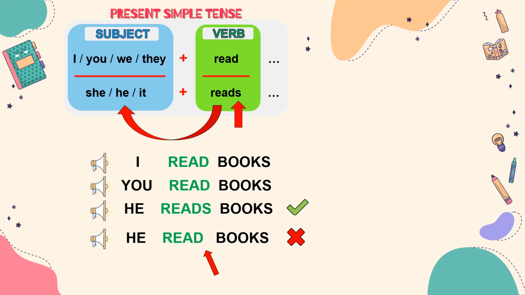You cannot say he read books. No, this is not correct. We need an S at the end of the verb. We say he reads books. This is correct.